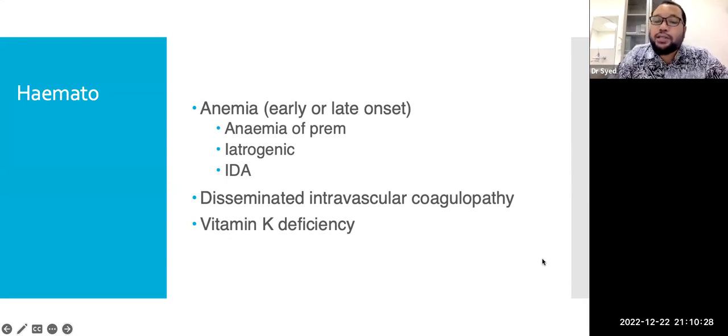So if we take blood, for example, a blood gas needs 1 mil. You take FBC and everything else, you take 5 mils. If in one day you take blood maybe 2 times, that's 10 mils. And the total blood volume in a 1 kilo baby is only 80 ml. So that is a lot of blood. When you take a lot of blood, you can cause iatrogenic anemia.